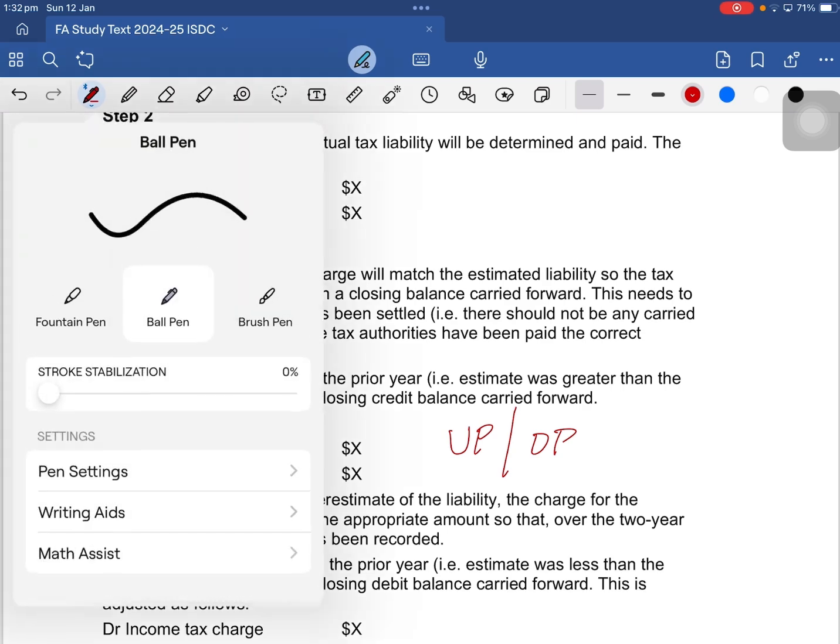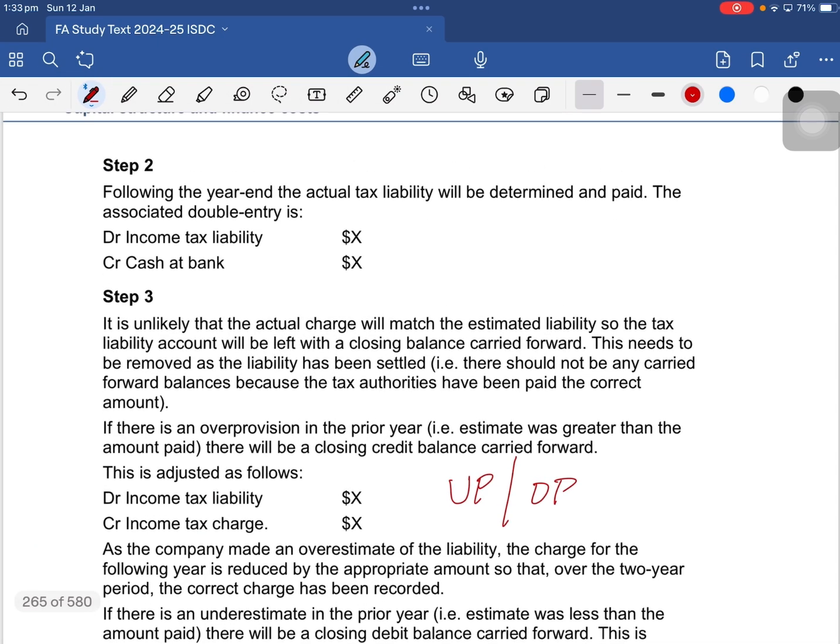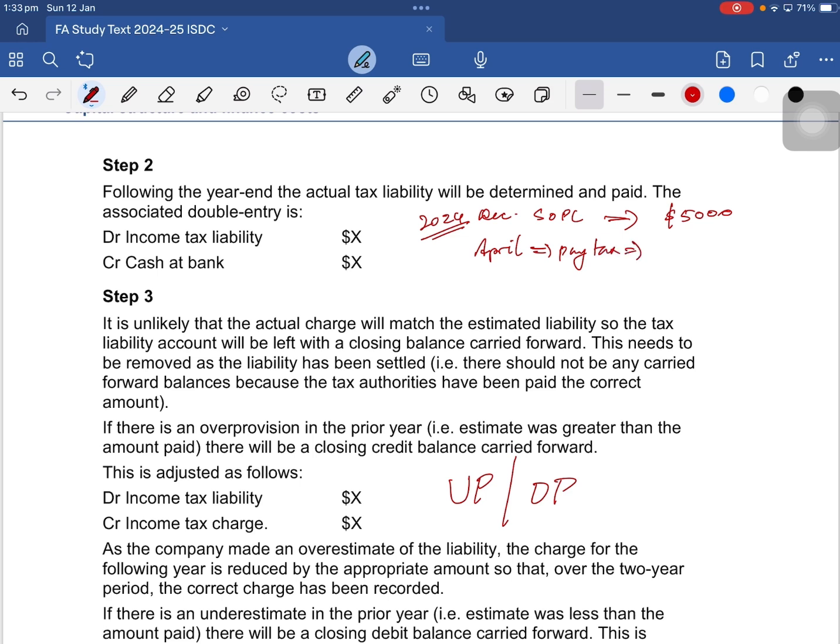Listen to me carefully. Last year, in this accounting year, December 2024, when the SOPL was ready, I estimated that the tax is going to be 5,000. And this year, during April, I have to pay taxes. At that time, the tax authorities recalculated my calculations and told me that I have to pay 6,000 this year, in relation to last year.